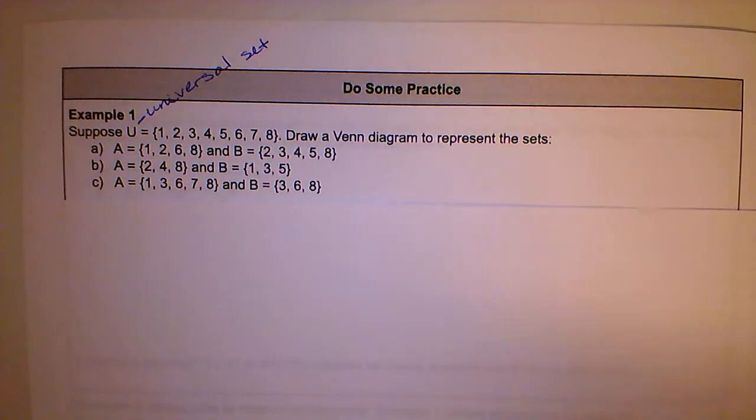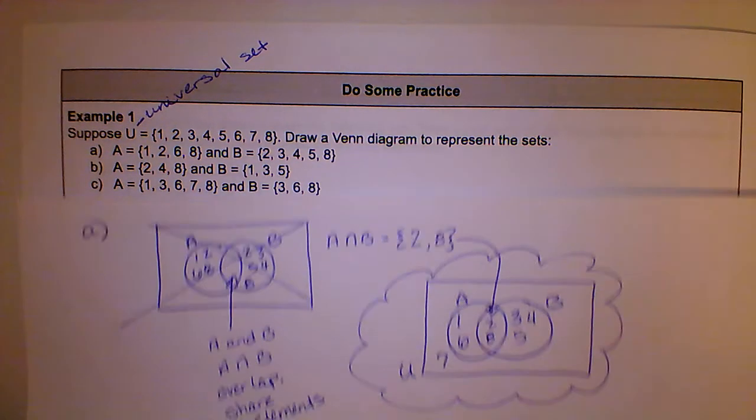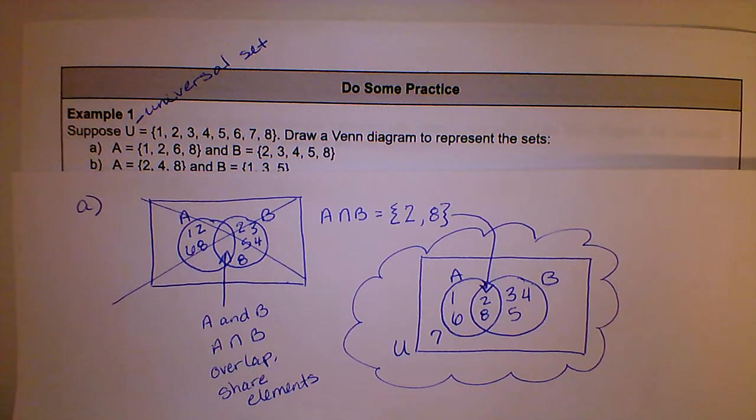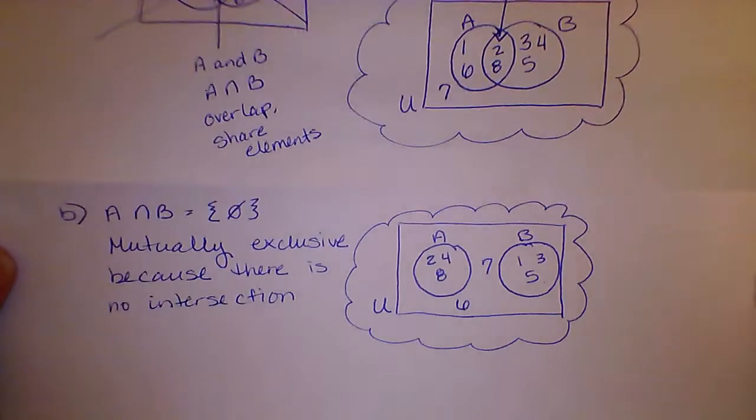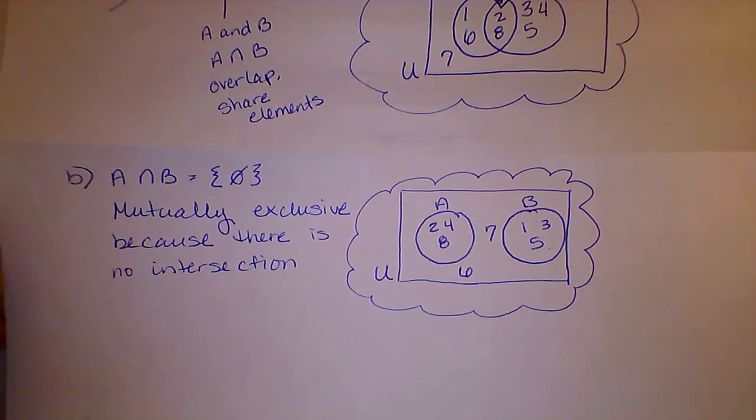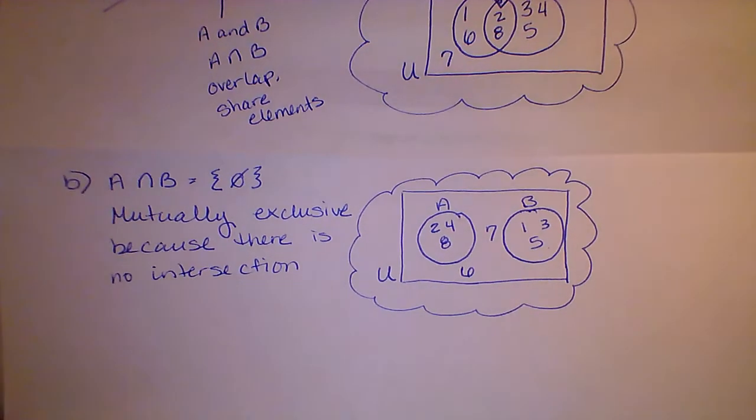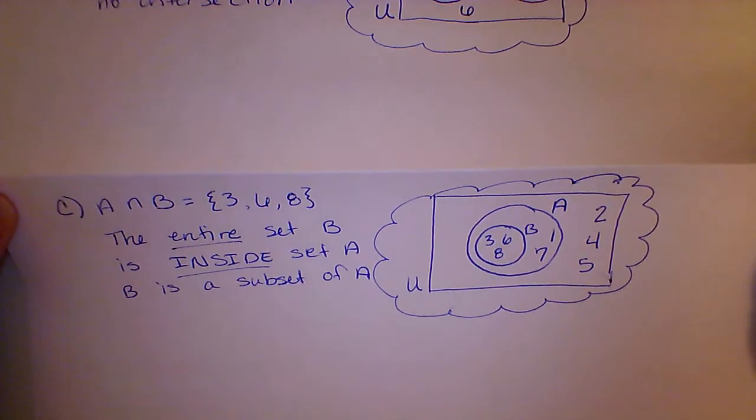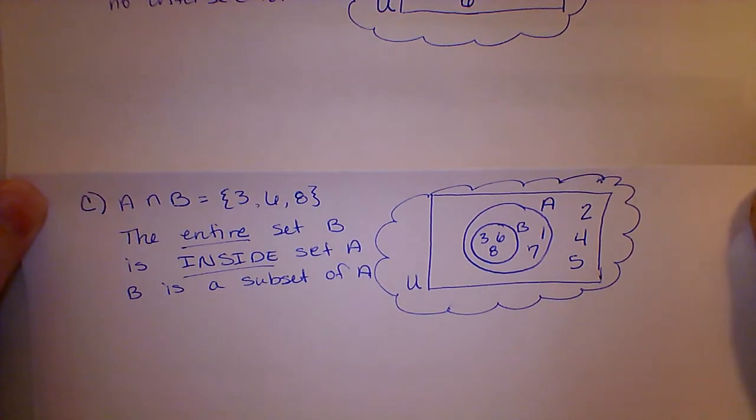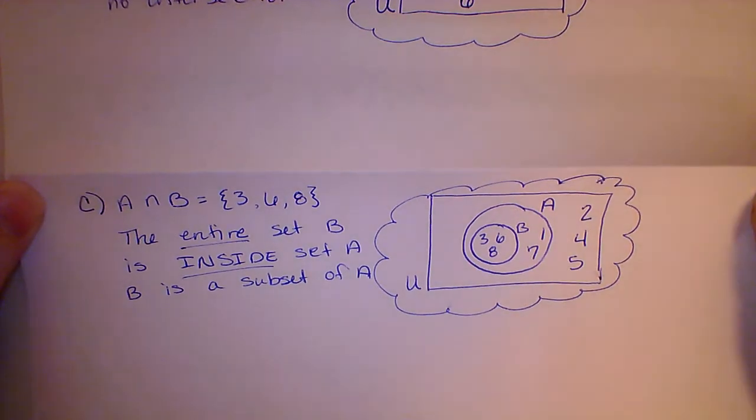So just a quick recap. This was the answer for part A. So if you want to check your work on part A, hit pause. This was the answer for part B. If you want to check your work on part B, press pause. And this is the answer for part C. If you want to check your work for part C, press pause.